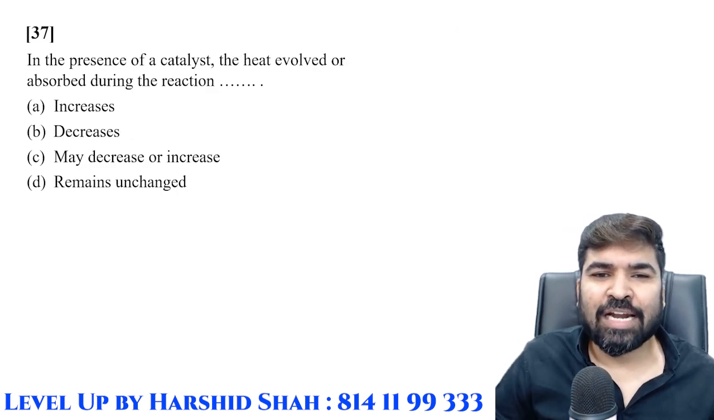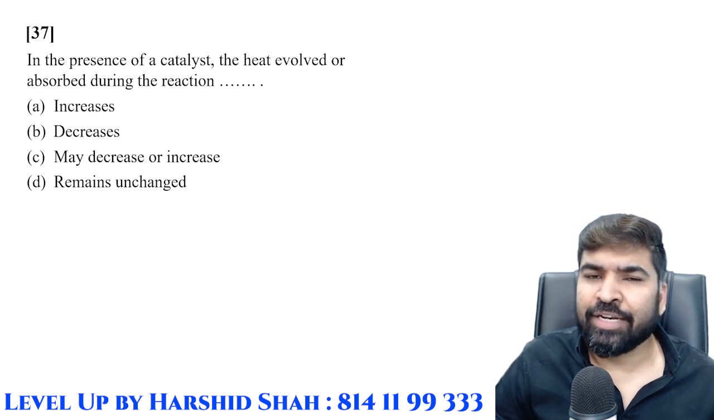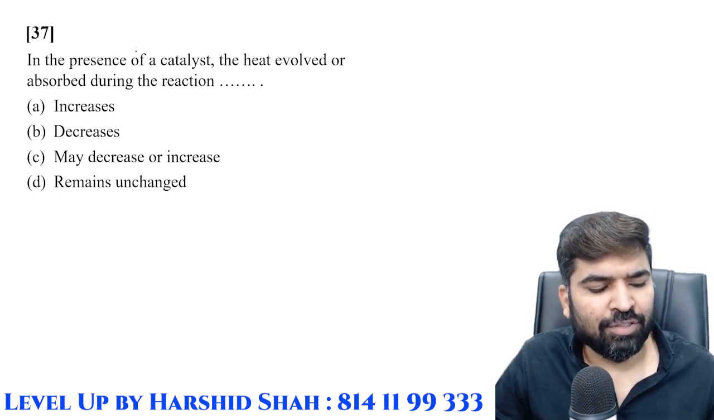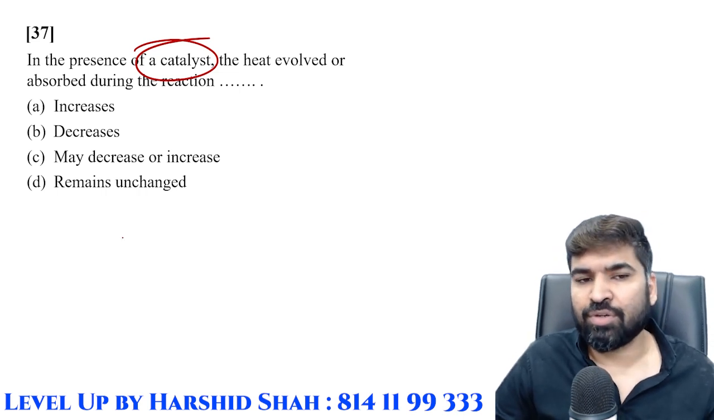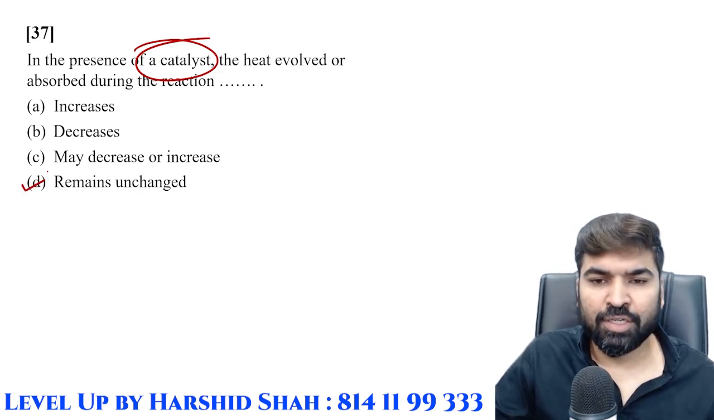In the presence of a catalyst, the heat evolved or heat absorbed. Now, when a catalyst is used, it does not change the delta H. It is just remaining constant. So, it is option D, which is your answer.